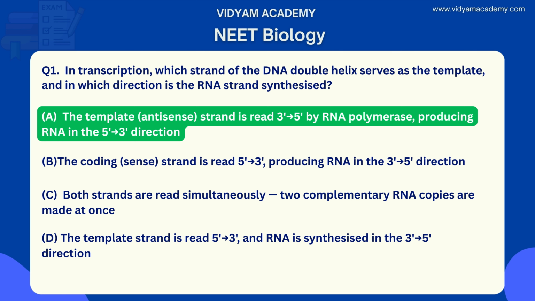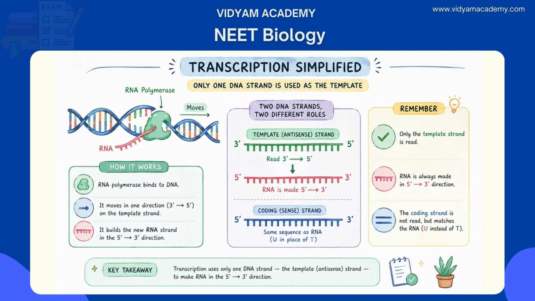Let's go to the detailed explanation. Transcription uses only one of the 2 DNA strands, the template antisense strand, as the guide for RNA synthesis. RNA polymerase reads the template strand in the 3 to 5 direction and synthesizes the new RNA strand in the 5 to 3 direction, adding ribonucleotides complementary to the template, A to U, T to A, G to C, and C to G. The other strand, the coding sense strand, has the same sequence as the RNA with U instead of T and is not read.